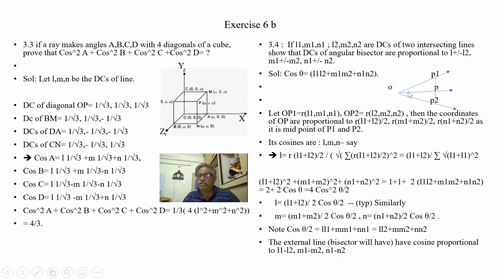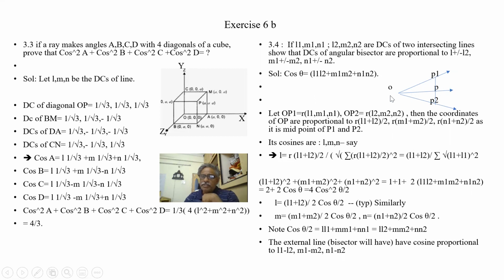So what is the distance OP? It is equal to root of x square plus y square plus z square. When I write the cosine, it is x by the length OP. So x is equal to r into l1 plus l2 by 2, divided by the OP length. The r gets cancelled. So this is proportional to l1 plus l2, proportional to m1 plus m2, proportional to n1 plus n2. So that is the center point.